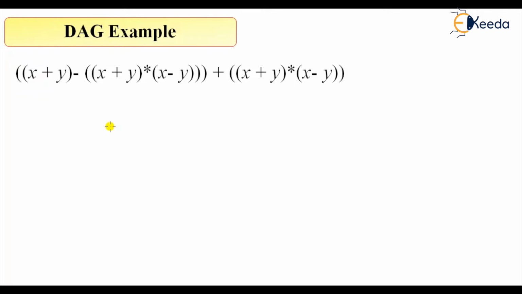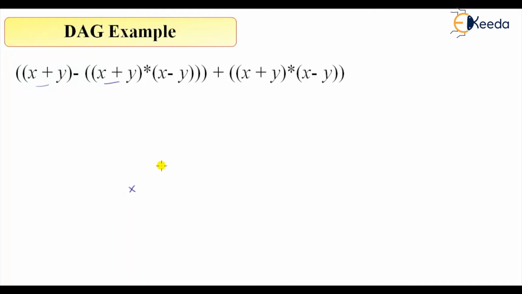The only thing I want to mention here is that there is one more bracket needed, otherwise it will not be balanced. Fine, so we have only two expressions over here: one is x plus y, another is x minus y. And let's draw this expression, first x plus y.